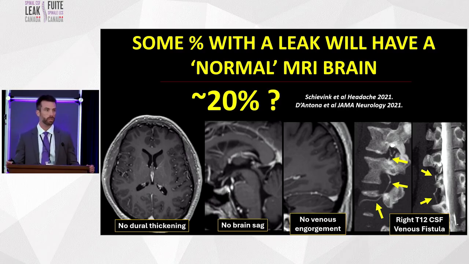Look at this patient here. This is a recent patient of mine. They have really no features of SIH that I would have picked up on their MRI at all, not even subtle. They had a very large CSF venous fistula here on the right.